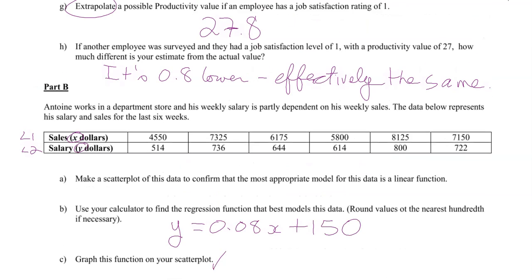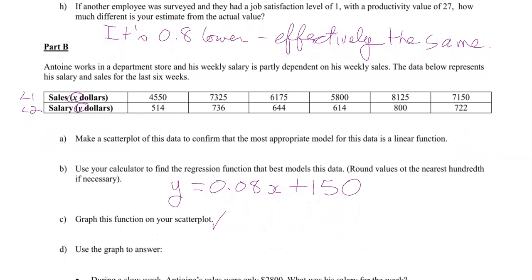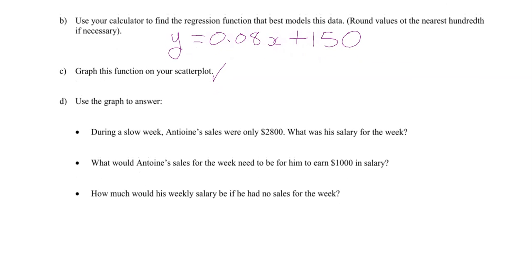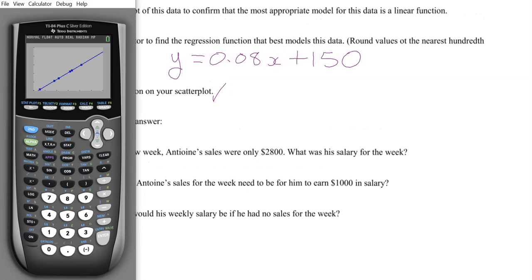During a slow week, Anton's sales were only $2,800. Now we have a problem, which is that we set our window starting from 4,000. So I won't be able to put in 2,800 if I'm starting at 4,000. So let's just go 0 to 10,000, and for the Y's, let's go from 0 to 1,000. Even though we might not be seeing a lot, if I hit graph here again, we don't see any points down here, but it gives us an idea of what the whole thing looks like.